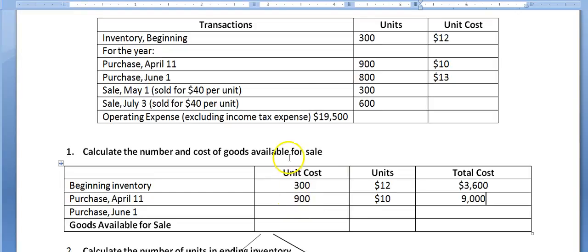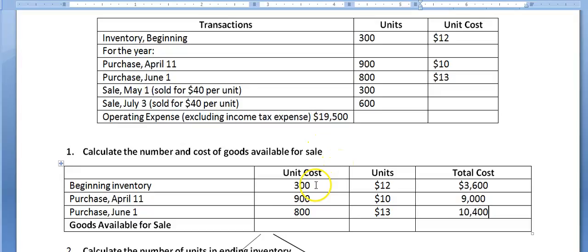And then June 1st, we bought 800 units and paid $13 for each of those. 800 times 13 gives us $10,400. We do not include the sales here. We just want to know the total number of units that we had available to be sold, and also the cost associated with those units.